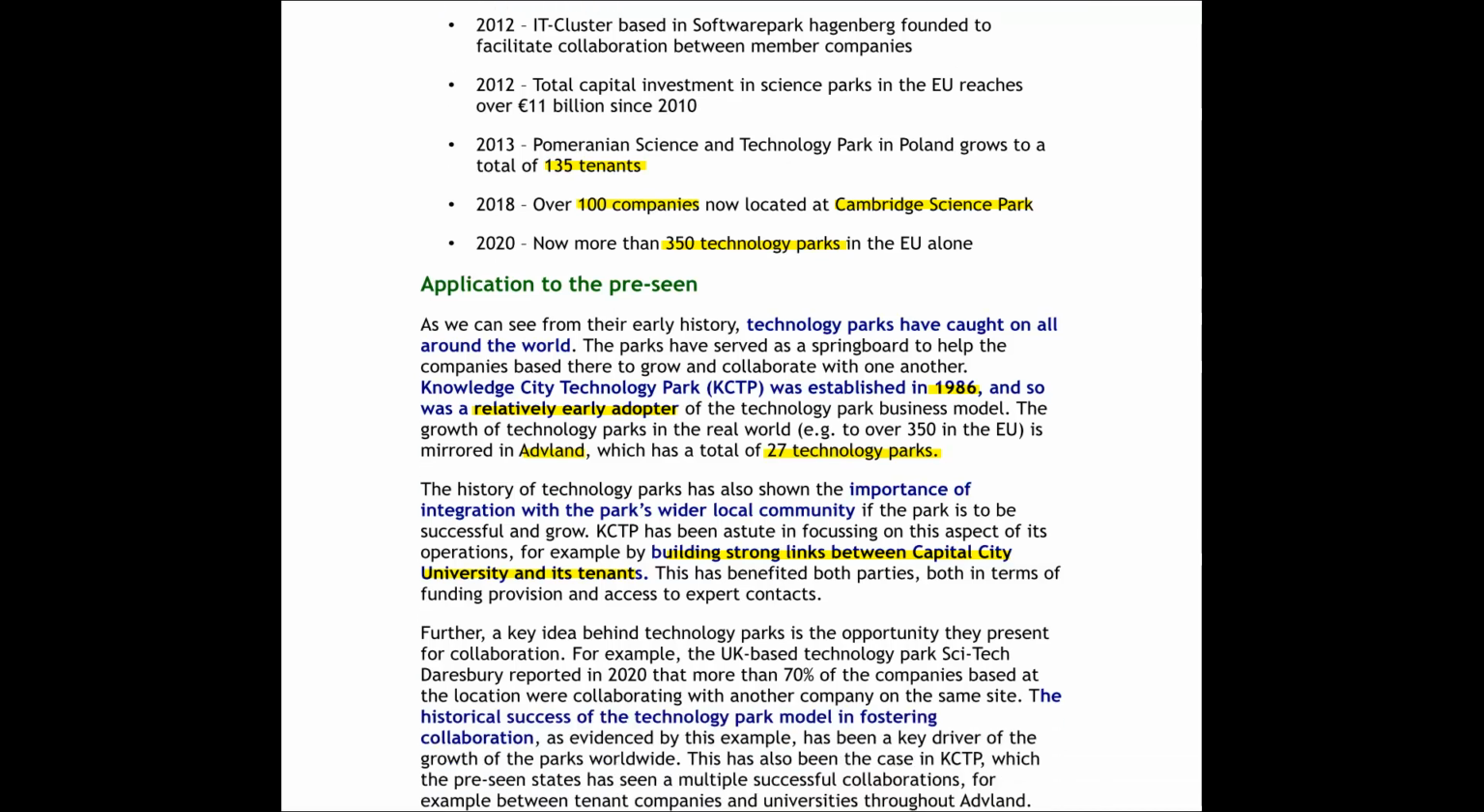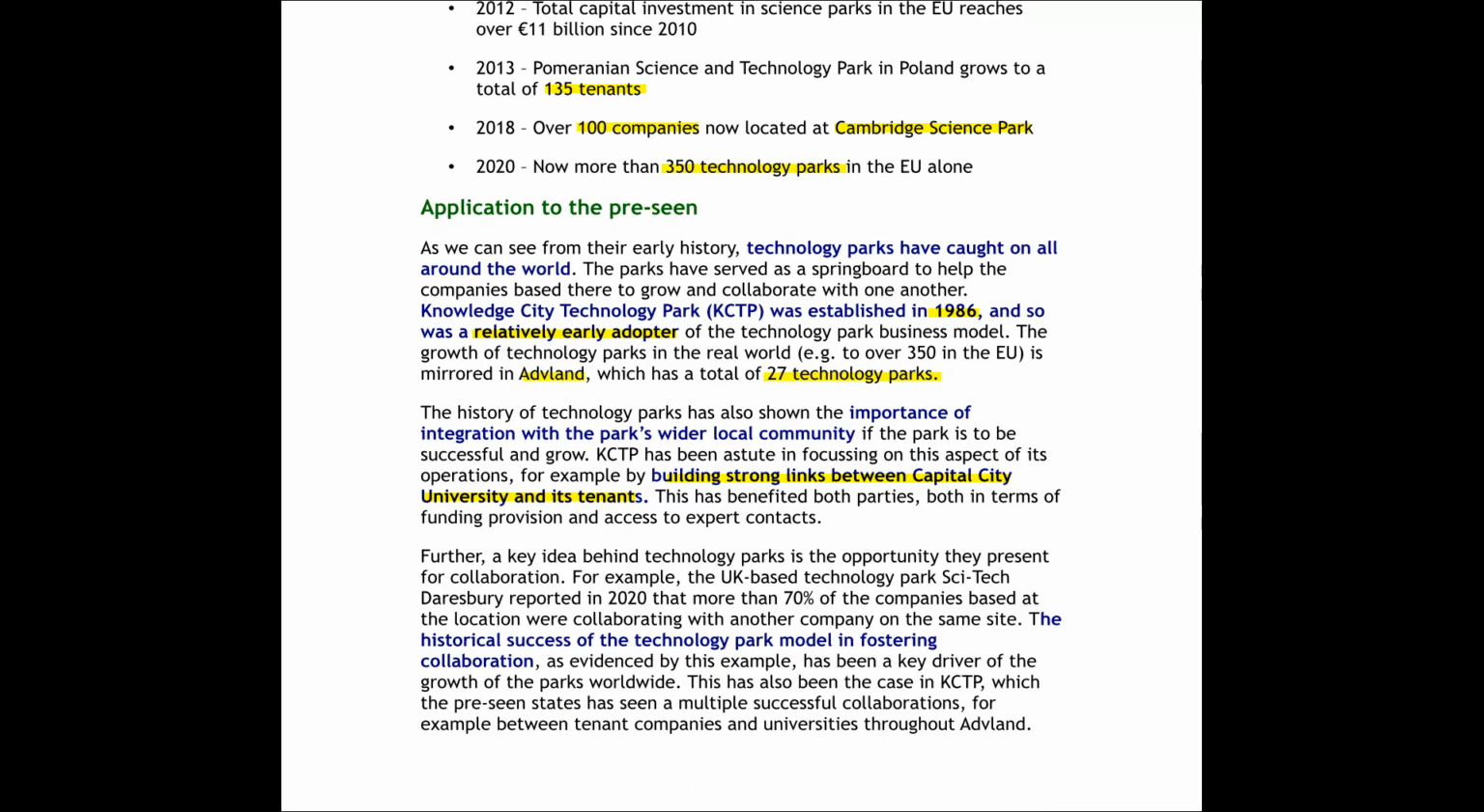So scrolling down a bit further, one more thing I'd like to discuss is the importance of collaboration. So we have a statistic here that the UK-based technology park, SciTech Daresbury, reported in 2020 that over 70% of the companies based at the park were collaborating with another company on the same site. So I've talked about how the opportunity for collaboration is there due to the close proximity of the companies at the park and therefore the likelihood that employees will interact with one another. But this statistic serves to demonstrate that collaboration does actually take place on the basis of this opportunity.